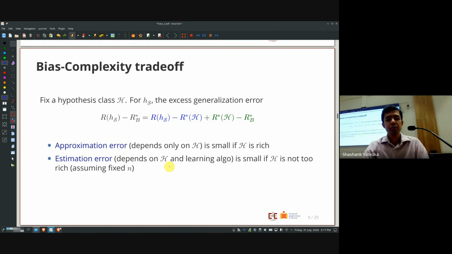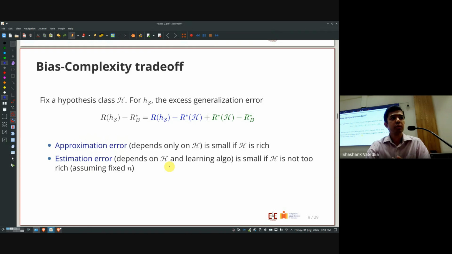And the estimation error depends on a lot of factors, but primarily on the learning algorithm, and also on how you chose H, and also on whether you got a nice enough data set. Because remember, S is also a random quantity. Your data set is random, right? But as we'll see in a little bit, you can make the estimation error small if H is not too rich.